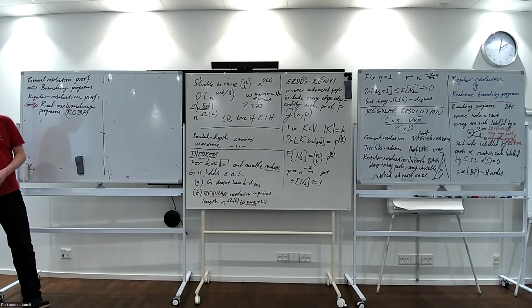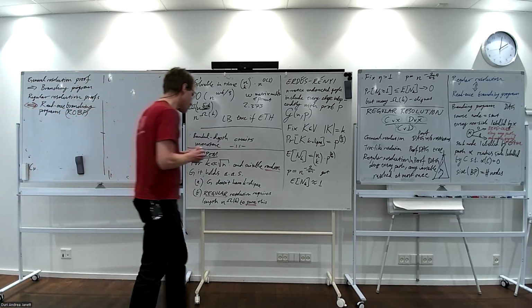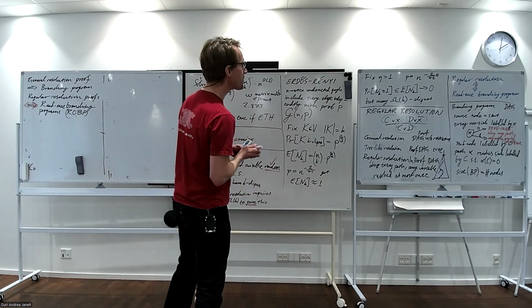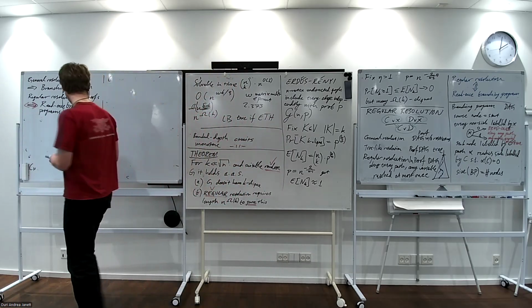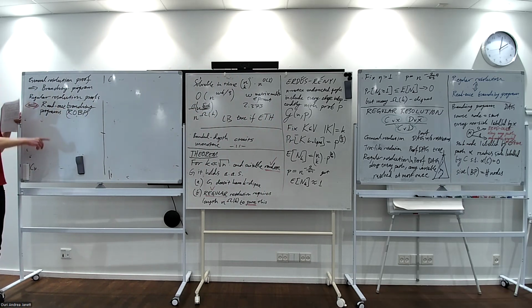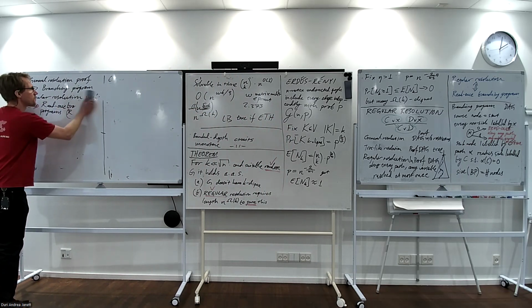Okay, so what have we done now? We've talked about what random means, talked about what regular means. Let's talk a little bit about encodings. I'll save this board for the clique formula.